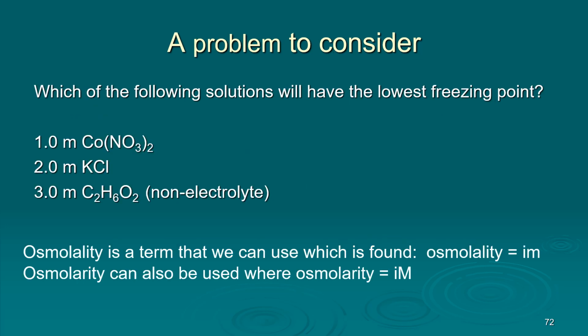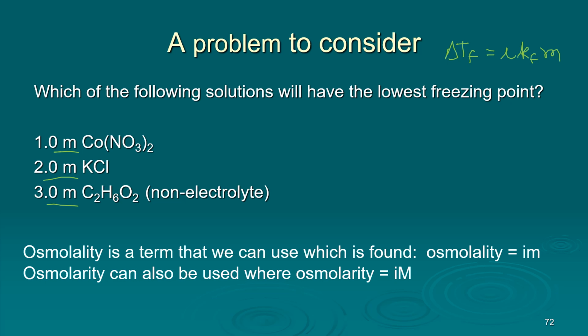All right, so let's work through this problem. Which of the following solutions will have the lowest freezing point? Well, remember that delta Tf equals i Kf m. Notice that we don't have to actually know what Kf is, and we could calculate delta T for all of them if we wanted to.